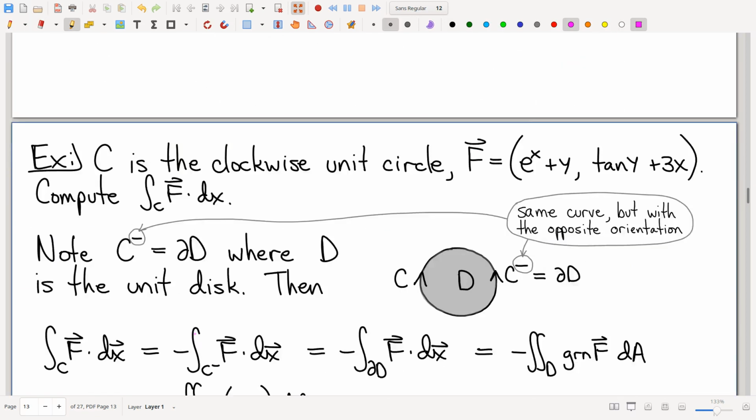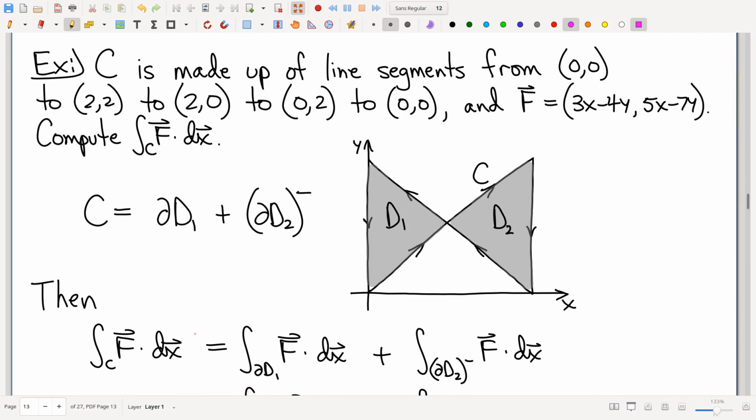Okay. All right. Next example. Weird curve. That edge, followed by that edge, followed by that edge, followed by that edge. We want to compute a line integral over that sequence of 4 line segments that we're going to call a curve C.